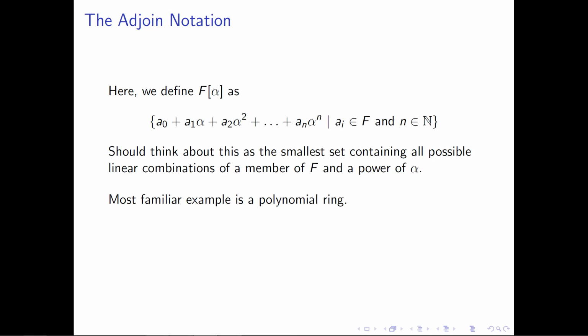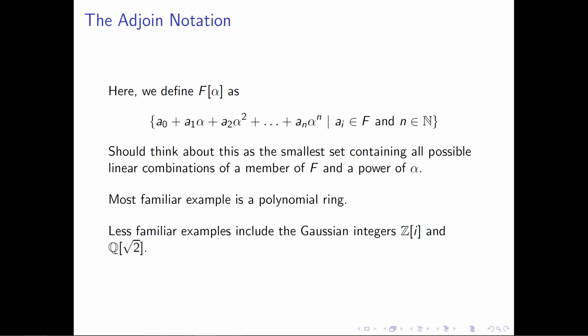And as on the previous page, the most familiar example of a set F adjoined alpha is a polynomial ring. We take something like the real numbers, and then we want to adjoin symbolically this element x in order to get polynomials. If I started with the ring R, and I just wanted to add on this element that I call x, and form a ring out of all possible combinations of those things, then what I would be getting is the polynomial ring R adjoined x.